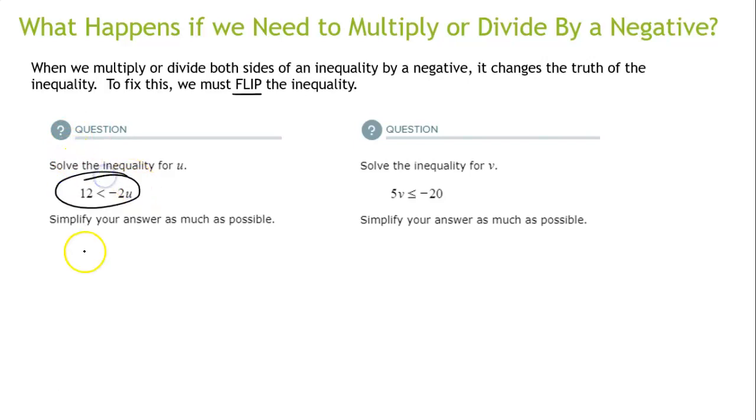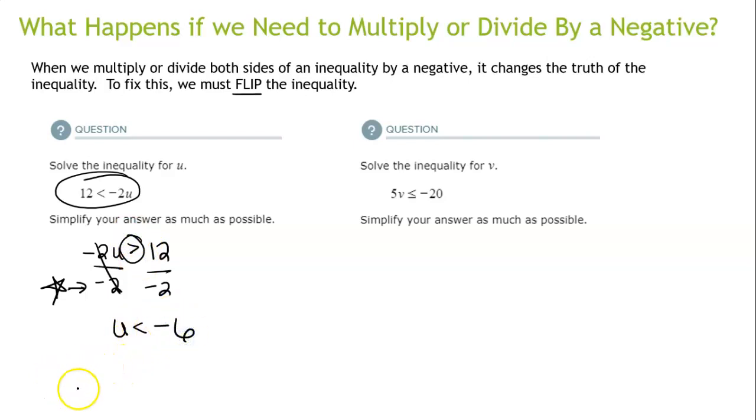I'm going to go ahead and change sides on this at the beginning. The crocodile mouth is eating the -2u, and so now I have my variable on the left. In order to get the -2 away from the u, I need to divide both sides by -2. Right here is where I divided both sides by a negative, which tells me I need to change my greater than sign to a less than sign. And so the correct answer is that u is less than -6.